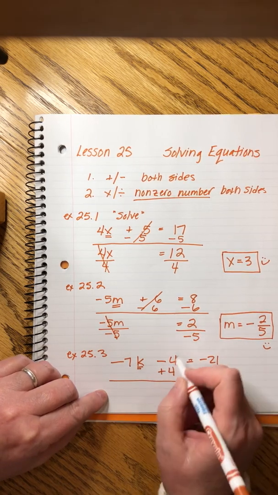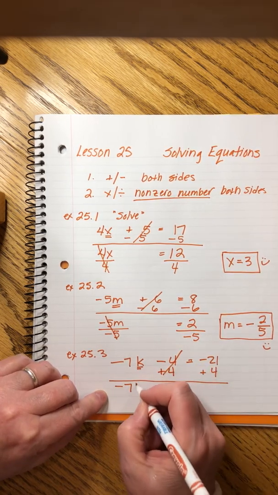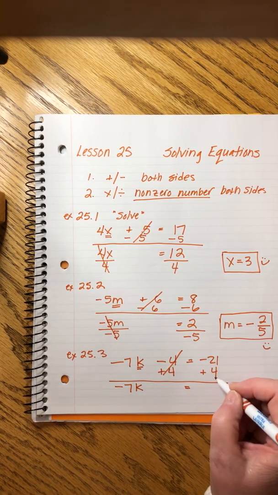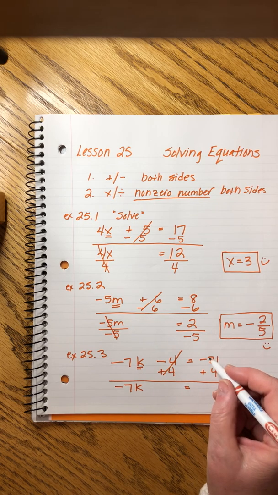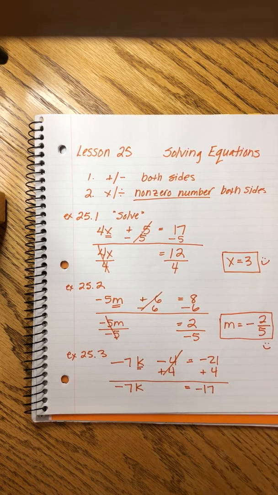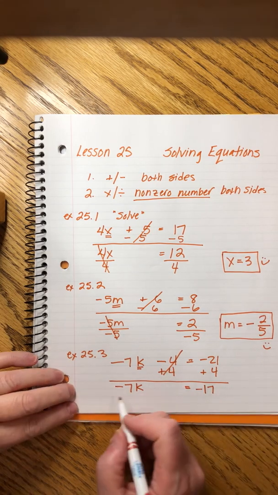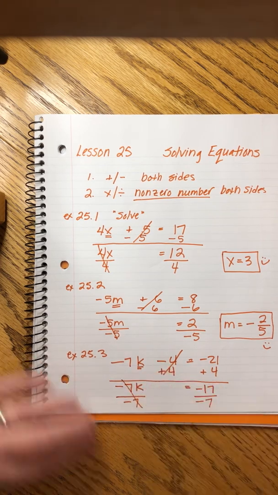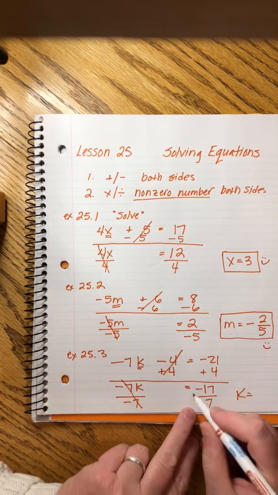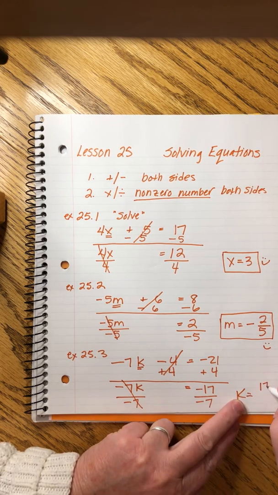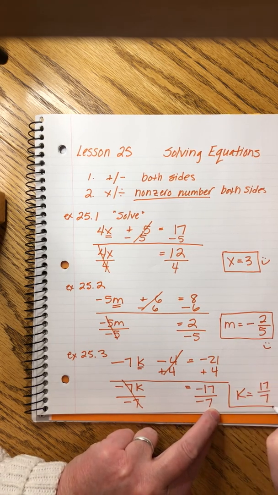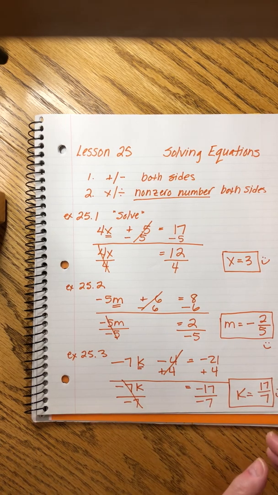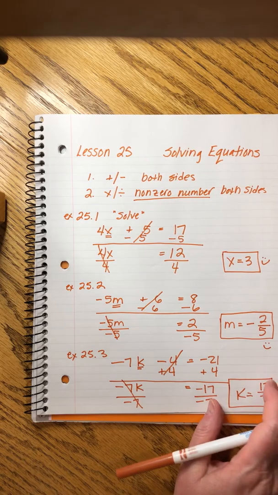Both sides. This one cancels. Minus 7k equals, now, minus 21 plus 4. The difference is 17. The bigger number is the minus, so that tells me minus 17. And now we divide by minus 7. That cancels. k equals, oh, and look, 2 minuses make it all go positive. So k equals positive 17 over 7. All right. 2 more, 3 more.